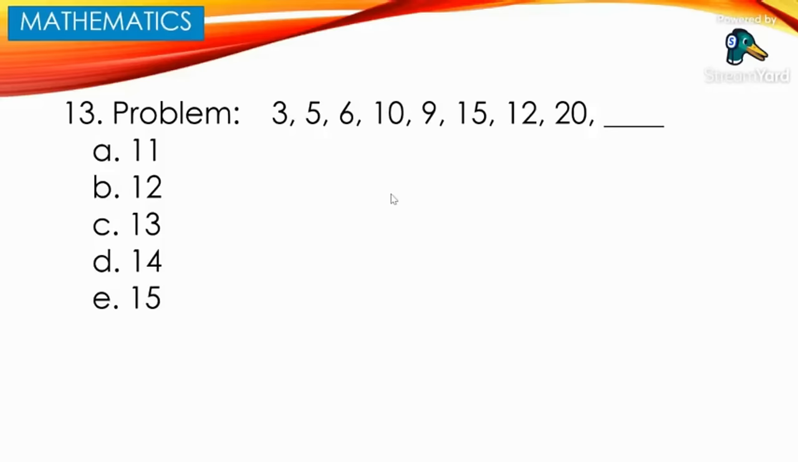Okay, let's reveal the answer. So the correct answer for number 13 is letter E. Our pattern for this is alternate po yung pattern dito. So you have 4, 5, 5, 5, 10, 15, 20. Let's try to see the pattern for 3: 3, 6, 9, 12. So the correct answer is plus 3. That is 15. So the correct answer is letter E, 15.